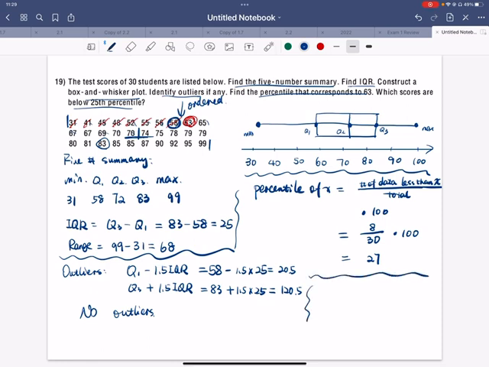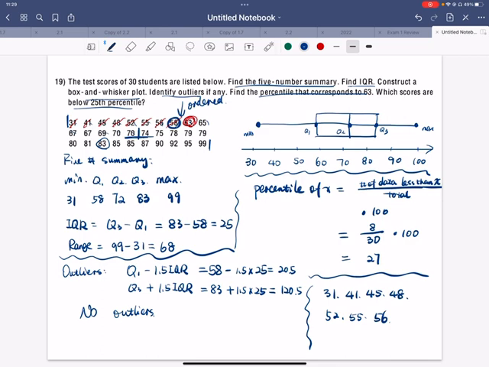All right, last question. Which scores are below the 25th percentile? We find the first quartile, right? The first quartile is 58. So all the numbers below 58 will be below the 25th percentile. So we'll state the numbers 31, 41, 45, 48, 52, 55, 56. All those numbers are below 58, which is the first quartile, so we'll say all those numbers are below the 25th percentile.